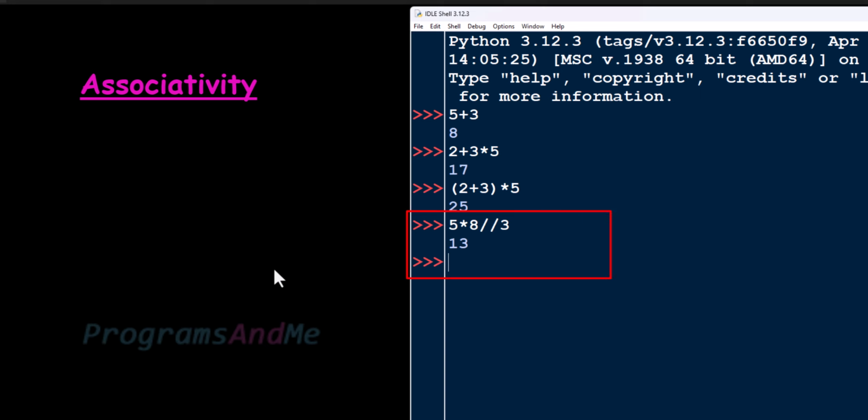In this example, 5 multiply 8 is evaluated first. 40 truncated division 3 will give the result 13. The exponent operator has right to left associativity. This is evaluated first, then it will evaluate this expression. Okay, so it is evaluated from right to left. So this is about precedence and associativity.